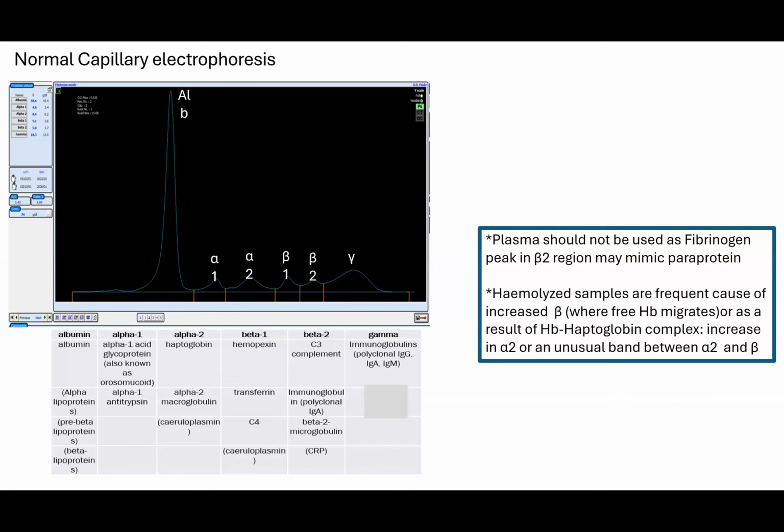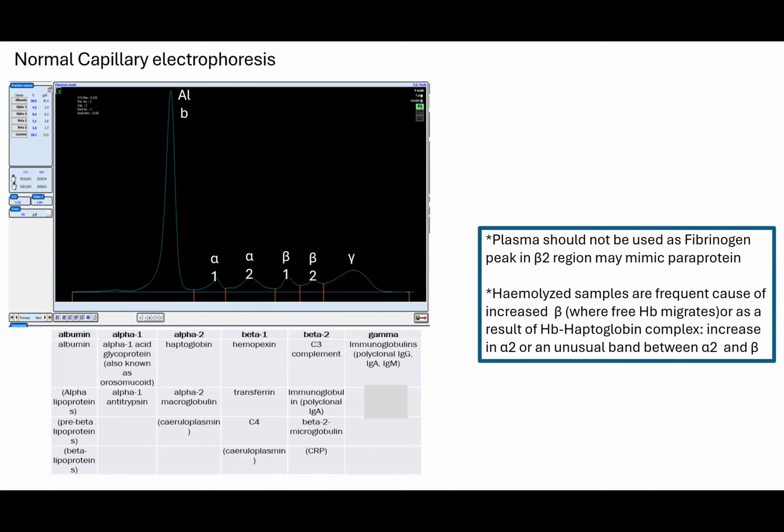Two things are important about the sample when we are requesting capillary electrophoresis. One of them is that serum is necessary, because during clotting, the fibrinogen is removed. Whereas if you use plasma, then you have fibrinogen in your sample, and that causes a peak in the beta-2 region, which can cause confusion. It may mimic a paraprotein. So it's really important for the sample to be serum.